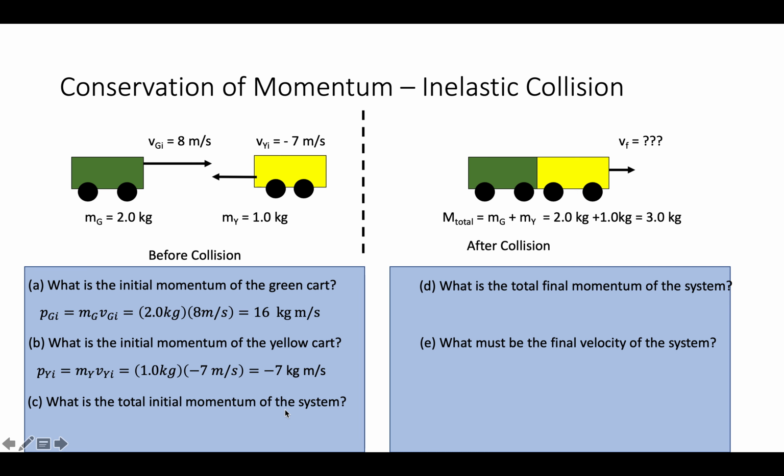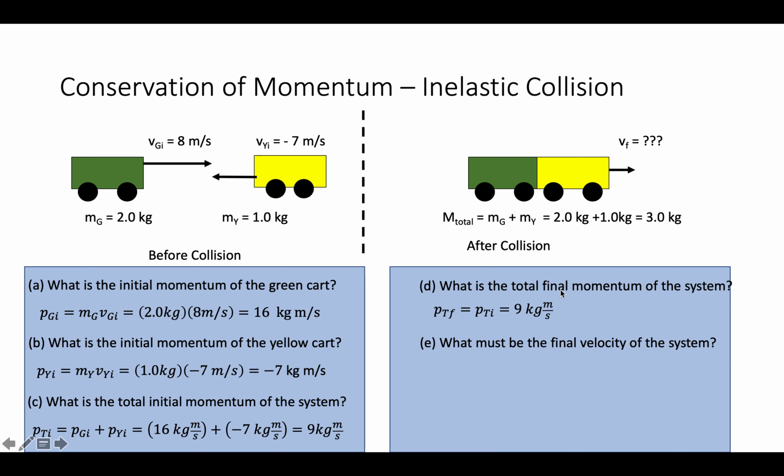So the total initial momentum of the system is just the addition of the momentum of each one of these carts added together. So 16 plus -7 gives you 9 kilogram meters per second. So the total momentum of this whole system before the collision is 9 kilogram meters per second. And since momentum is conserved, that has to equal the final momentum of the system. So the total final momentum is also 9 kilogram meters per second.